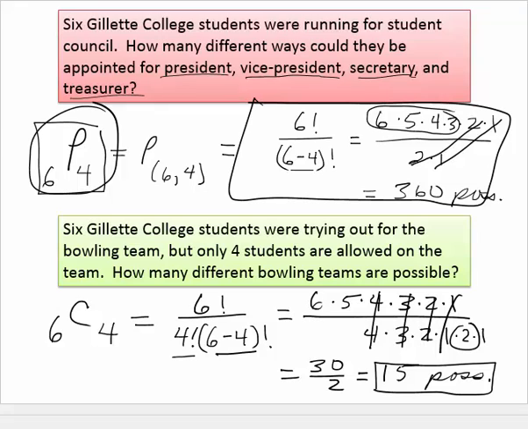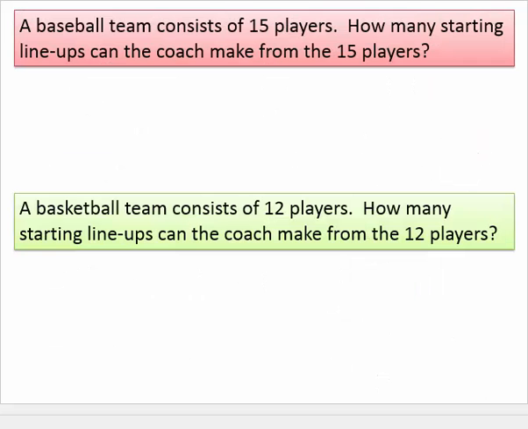Okay. So there's one example of permutations, one example of combinations. I did it by hand and by calculator. I'm doing all the rest just by calculator because I'm guessing most of you students will be using calculator on these problems. Okay, a baseball team consists of 15 players. How many starting lineups can a coach make from the 15 players? This is definitely permutations, because when you turn in a batting lineup, as we discussed before, order matters. So we're choosing 9 players out of 15 to start on the baseball team.